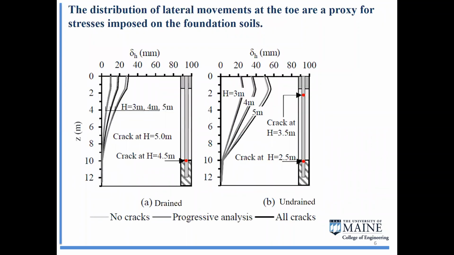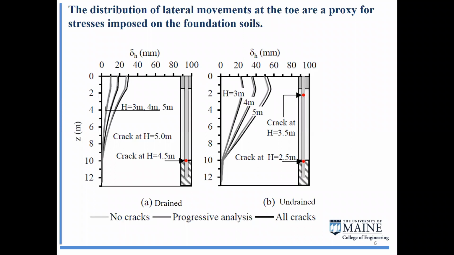Now, for the same embankment geometry shown in the previous slide, I'm now showing the distribution of lateral movements at depth near the toe of the embankment, where we anticipate lateral spreading. And these are a proxy for stresses imposed on the foundation soils at this location. Figures A and B are the predicted deformations for drained and undrained conditions for different fill heights. And given larger deformations arise from undrained analysis, this is a less favorable condition and expected.